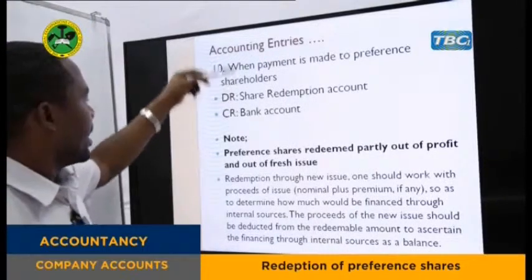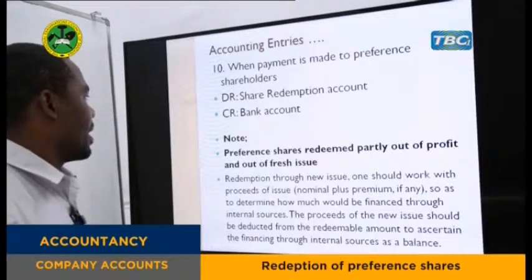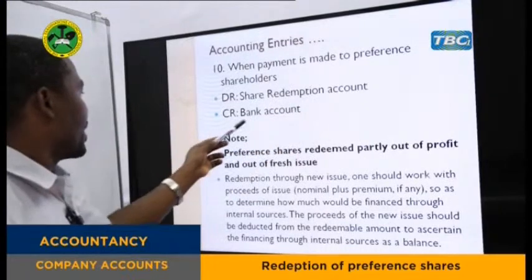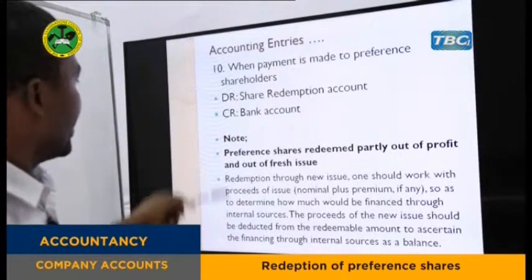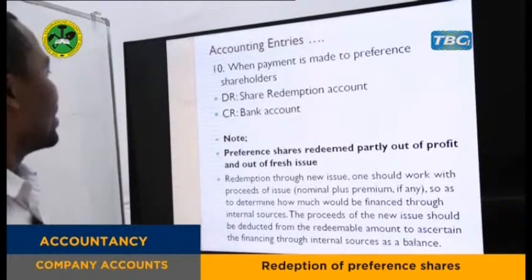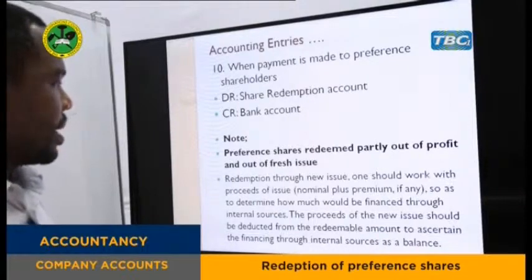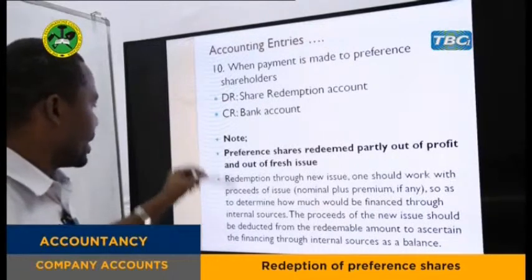As I said before, when payment is made to preference shareholders, we debit the share redemption account and credit the banking account. These are the general accounting entries for redemption of preference shares. But there is something very important to note here.